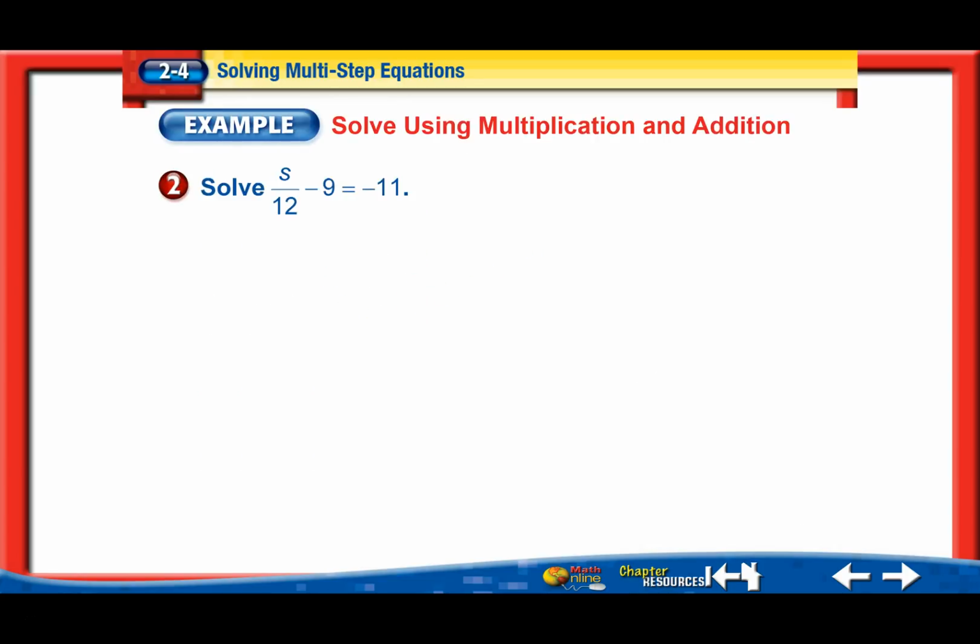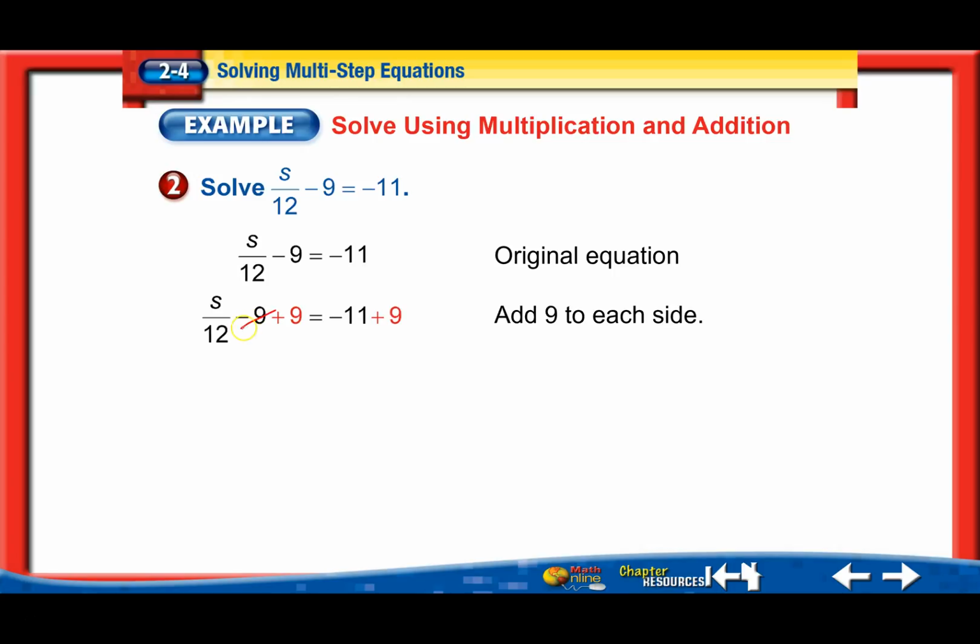Keep going, using multiplication and addition. So yeah, they kind of told us what to do, surprise, surprise. All right, so first we'll rewrite the problem. s over 12 minus 9 equals negative 11. So I know I'm going to have to add, and I'm going to have to multiply, because this is division. Be careful of this negative symbol over here. So we're going to add 9 to both sides. These two will cancel. Comes out to negative 2.